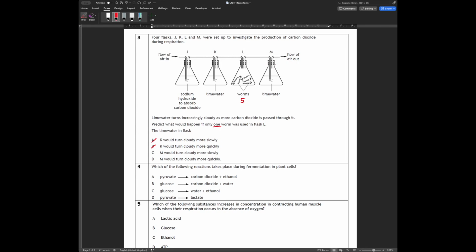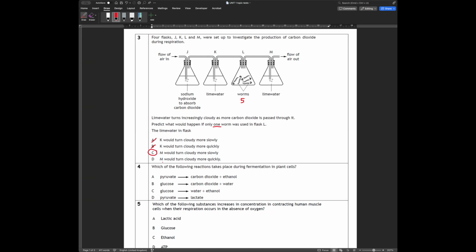So M comes after the worms, so that will be affected. So M would turn cloudy more slowly. Well, lime water turns cloudy as more carbon dioxide is passed through it. With one worm instead of five, I would imagine it would turn cloudy more slowly because less CO2 is released by one worm compared to five. So I'm thinking C is going to be our answer here.